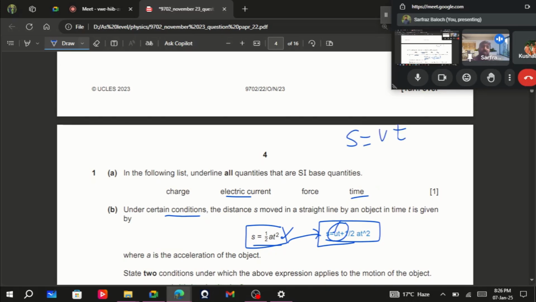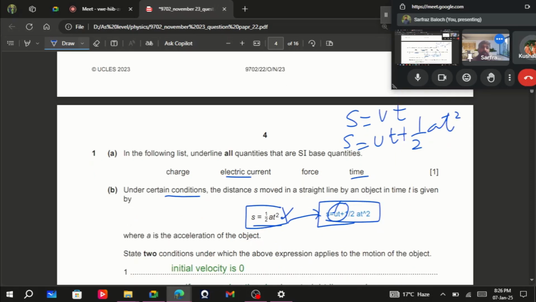Can you tell the other equations of motion? s equals ut plus half at squared. Okay, and the other one: v squared equals u squared plus 2as. And v equals u plus at. So almost these are okay.